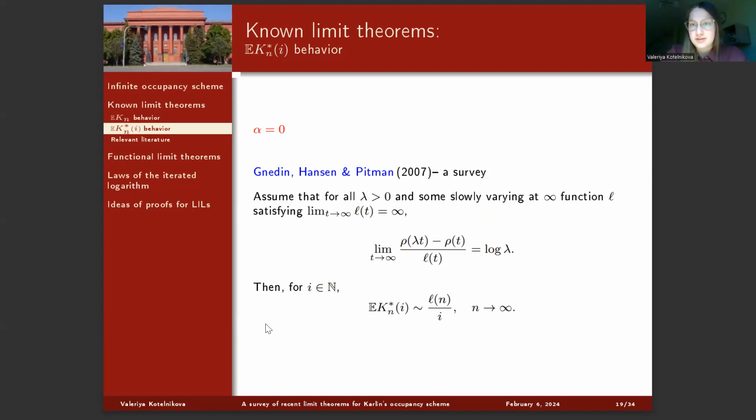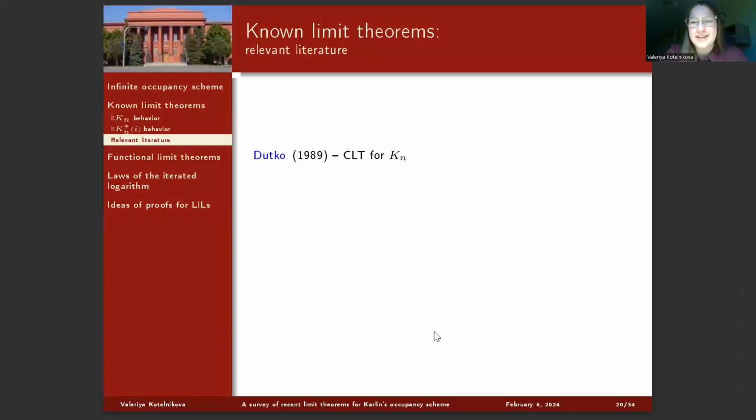Then it is shown in this survey that the mean of small counts is asymptotically equivalent at infinity to this auxiliary function L divided by I, which is the number of balls which you want to see in the box. And there were many more limit theorems proved, of course, than just the analysis of the mean of those random characteristics.